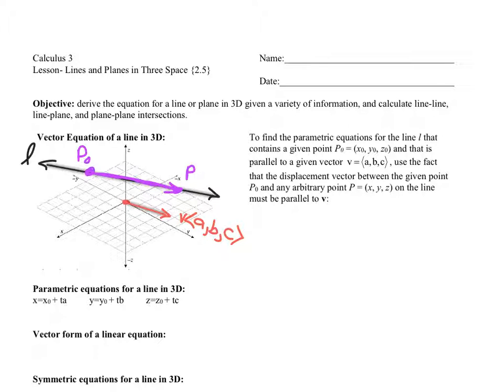All right, what I want is the displacement vector between P and P sub O, or starting at P sub O. So P sub O going to P is going to be the difference between the values that make up P and P sub O. So X minus X sub O, Y minus Y sub O, and Z minus Z sub O.